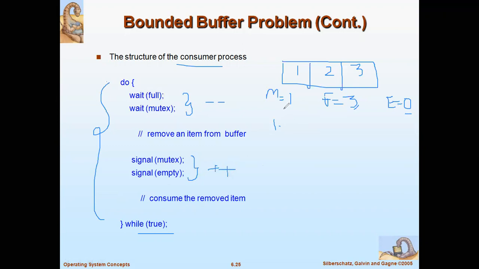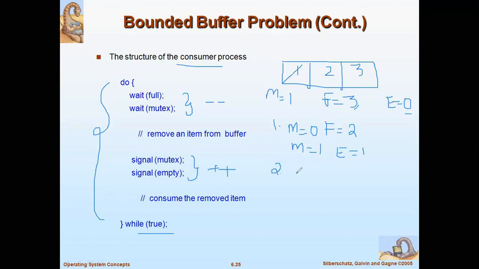Now, what is it going to be? Wait full. So full is going to be reduced to 2, right? And m value is going to be decremented to 0. That means one item is going to be consumed, that is item 1. So you have only two full, and once it has consumed the item, you have to signal the mutex to 1. And what about empty, guys? Empty is now going to be 1. From 0 you have incremented, so it is going to be 1. So you can see the configuration here. You have 1 empty place and 2 filled places. That is when item 1 is consumed.